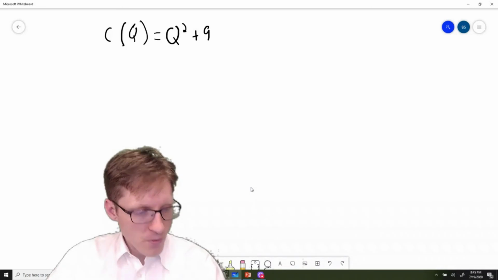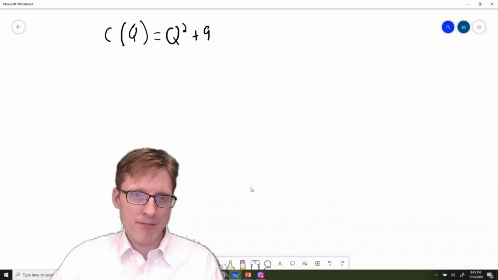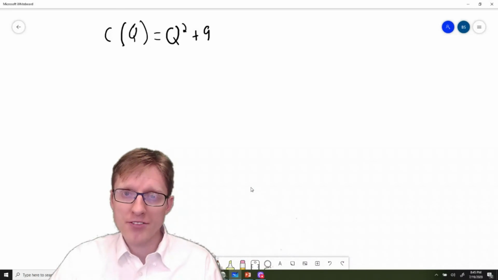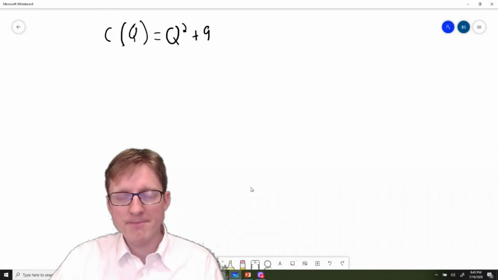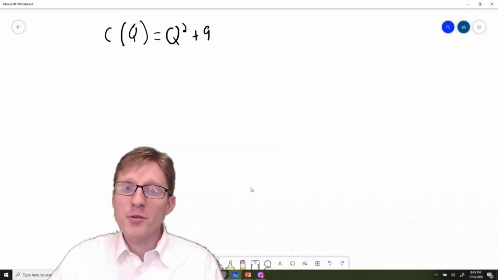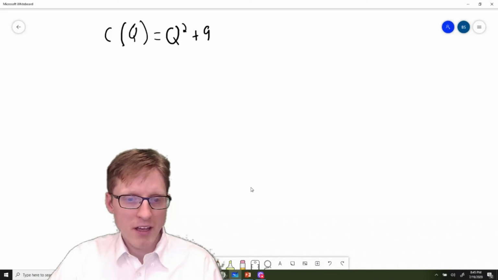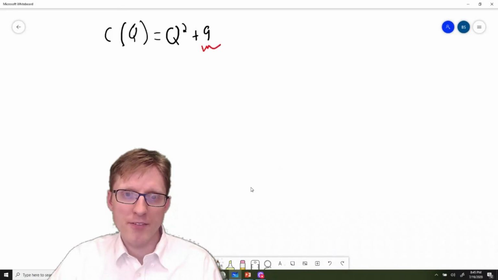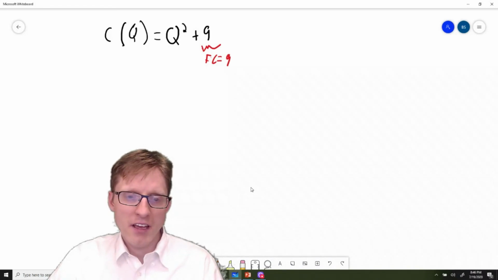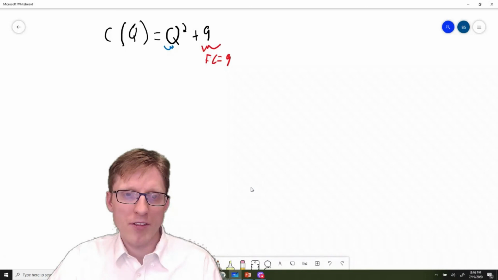Okay, so the next thing we're going to do is figure out which parts of this are the variable costs and which are the fixed costs. So spend a moment thinking about that, pause the video, and when you're done, we'll proceed. Okay, so the fixed cost component is simply the constant in the cost function. That is the part that does not change with the level of output. So the fixed costs are just 9. And the variable costs are the component of the cost function that changes. So variable cost is equal to Q squared.